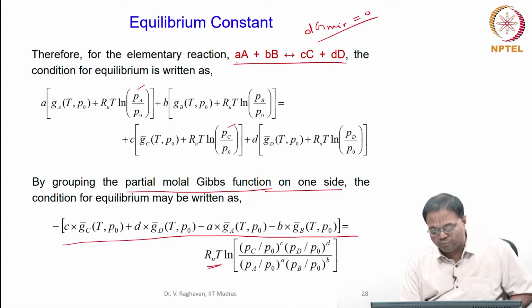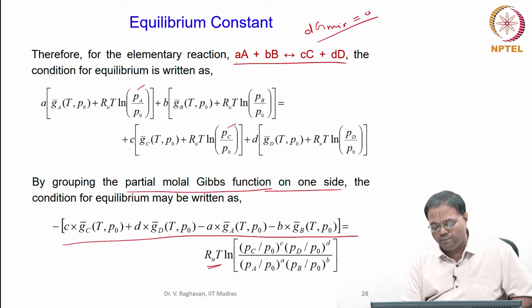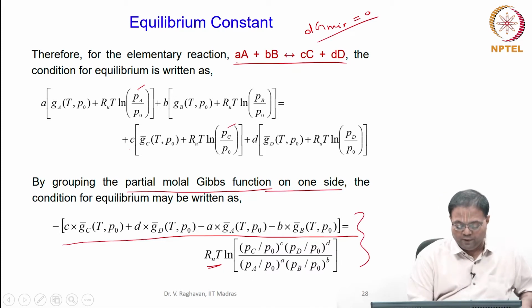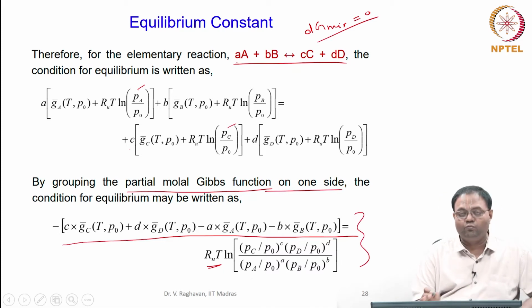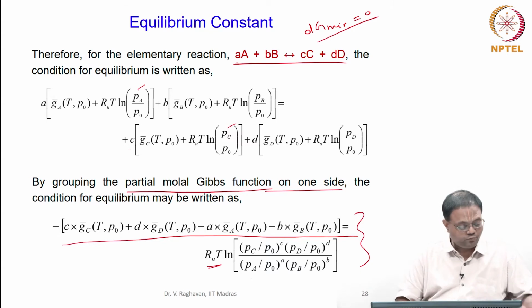So, P_C by P naught to the power small c, P_D by P naught to the power small d, divided by the product of the reactant partial pressures, P_A by P naught to the power small a, which is the stoichiometric coefficient, multiplied by P_B by P naught to the power b. So, this term we get. This is the equation we get, and I am grouping the G's on one side and the partial pressure terms on the other side.